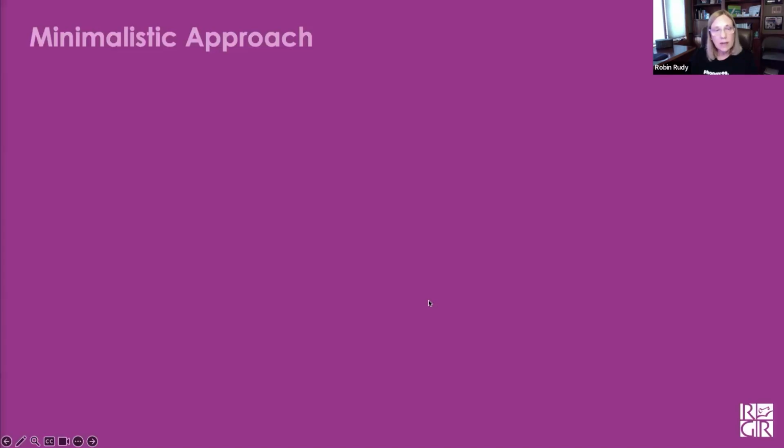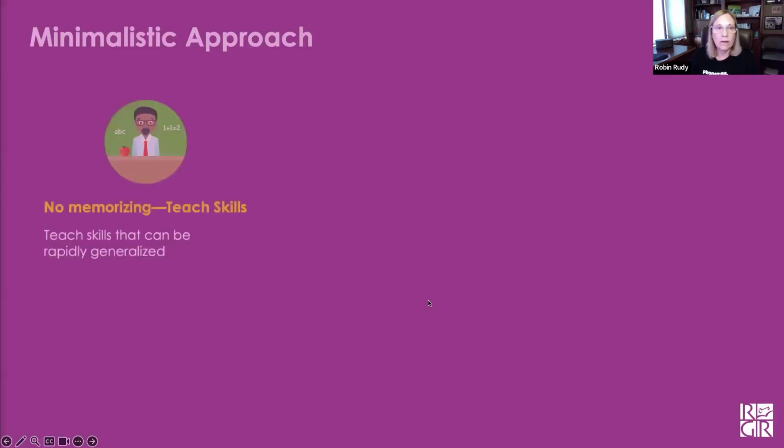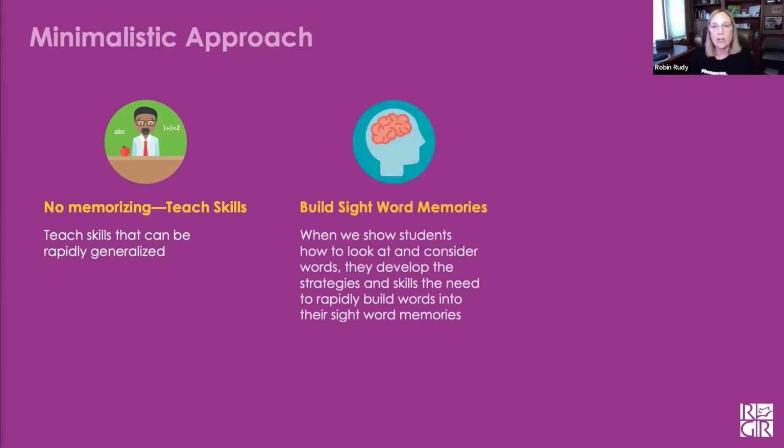So let's talk about this minimalistic approach for a moment. We are not asking our students to memorize a whole bunch of complex syllable division rules. Rather, we're teaching them the skills and knowledge that can be quickly mastered and then rapidly generalized to other patterns. One of our primary targets is building up our students' sight word memories. When we show students how to look at and consider words, they develop strategies and skills that they need to rapidly build words into their sight word memories, or their orthographic lexicon. Remember, our sight word memories are all the words that we can read effortlessly.